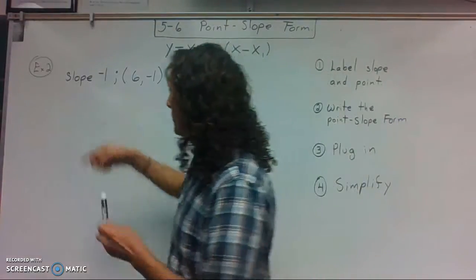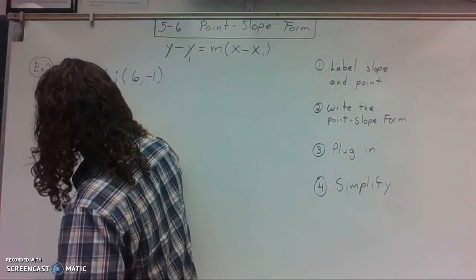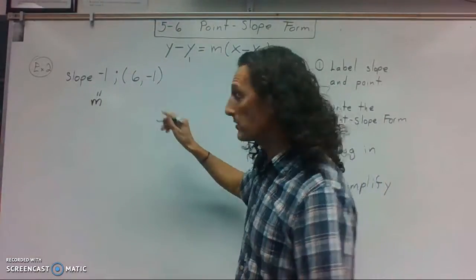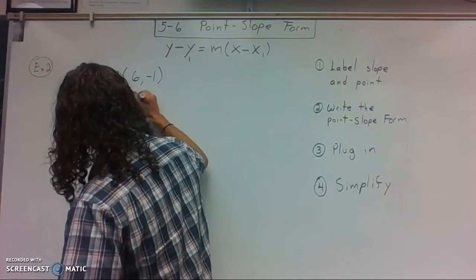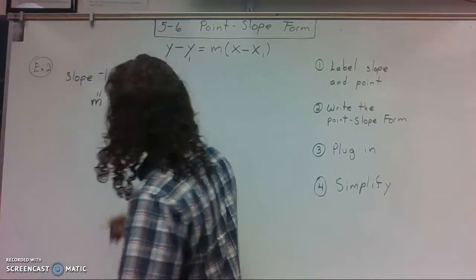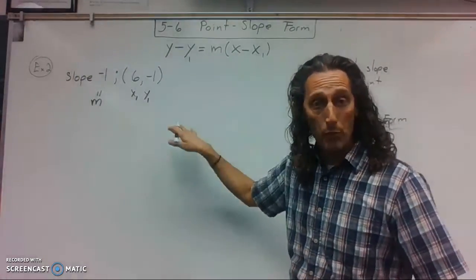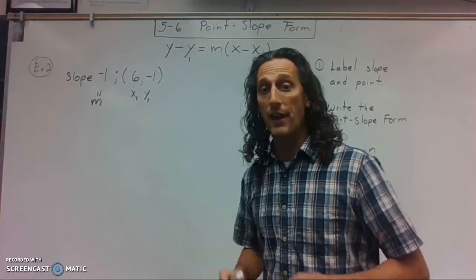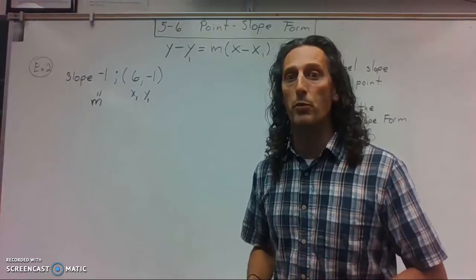So what's my slope? That's easy. It's my -1. It tells me what it is. I label my point x and y. So x1, y1, right? So now that we're labeled, and the reason we label is just to make sure that we do not make mistakes, and that's why step 2 is just as important.